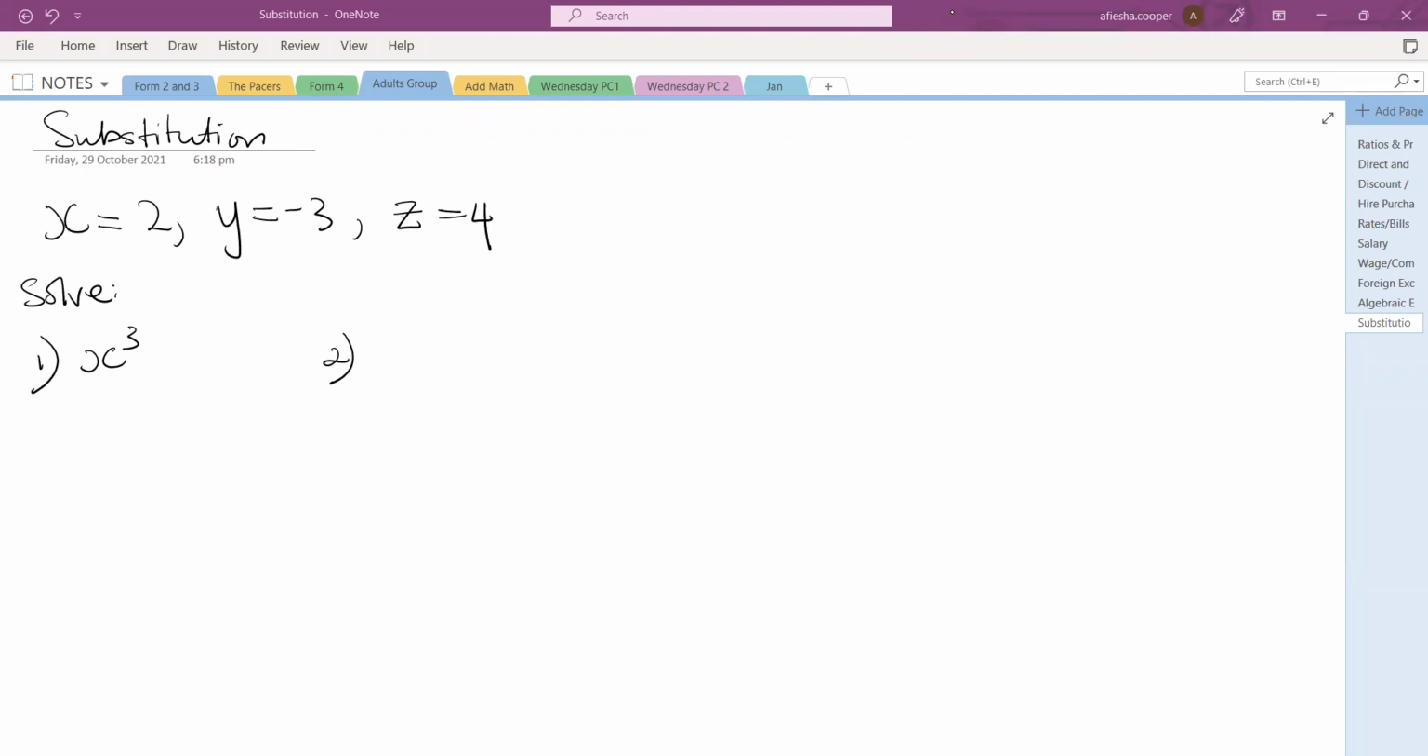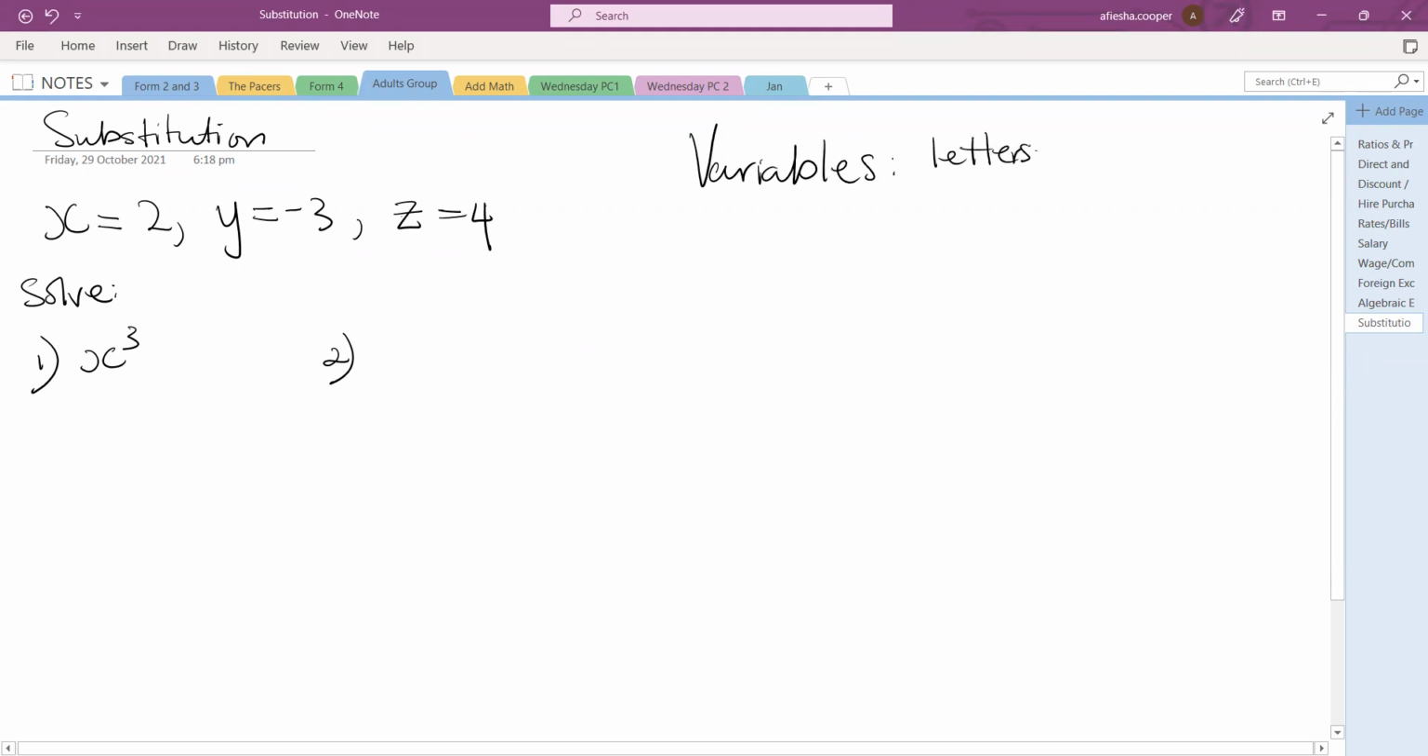Today we will be continuing with the topic of substitution. And we would have done some work on this last class, right? So we know what a variable is, right? Our variables are our letters or symbols, and they take or hold the place of a constant, and the constants are our numbers.